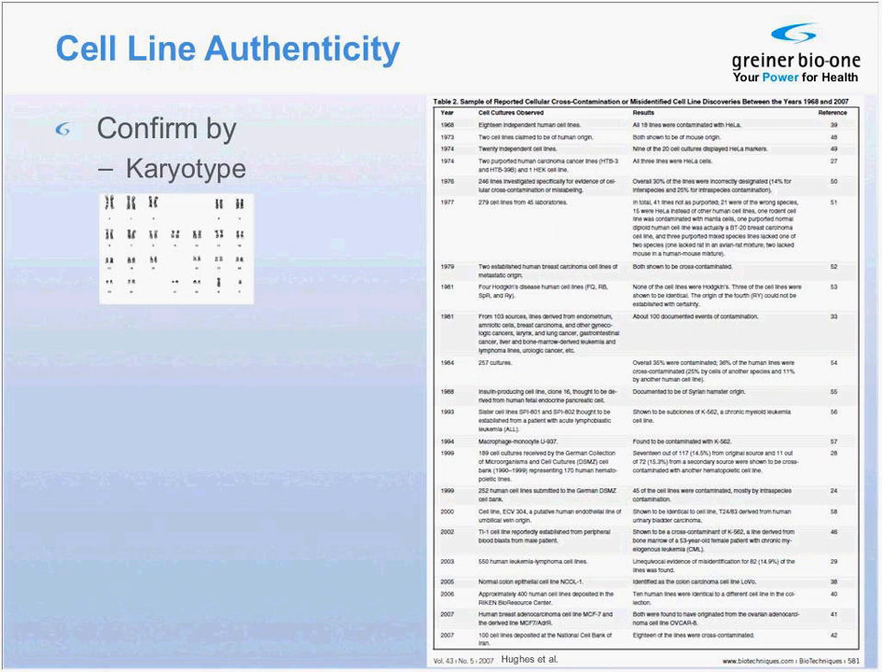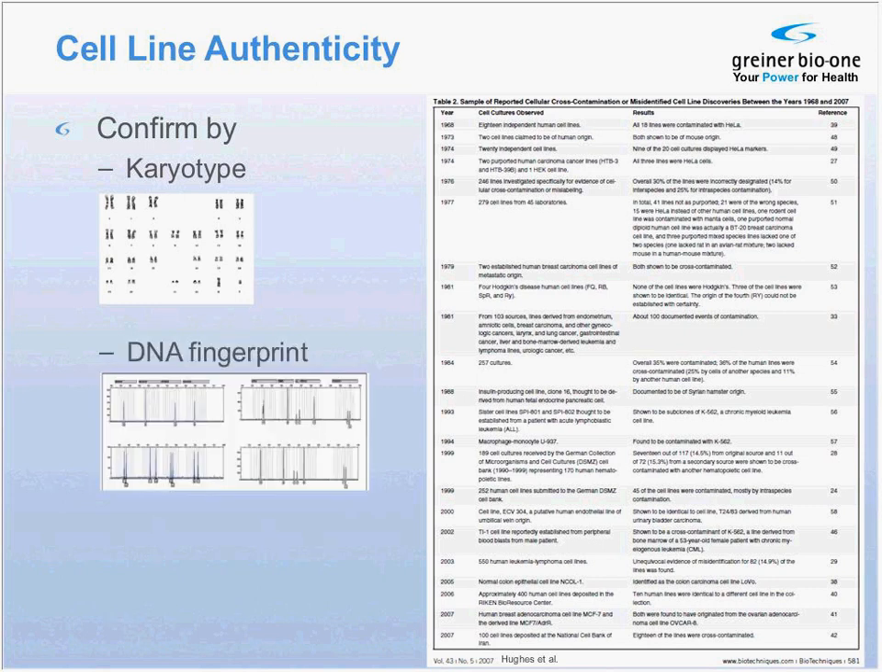The confirmation of the cell line identity should include methods such as karyotyping, fingerprinting, or enzyme profiling. And this should be done regularly in the cell culture lab.